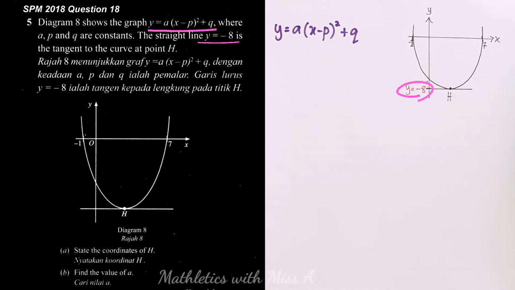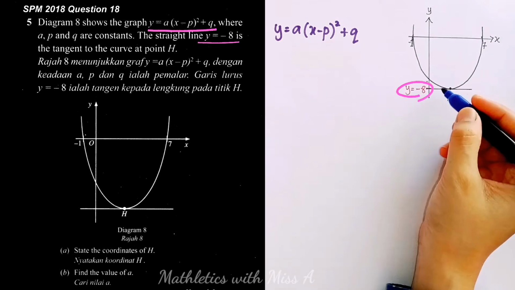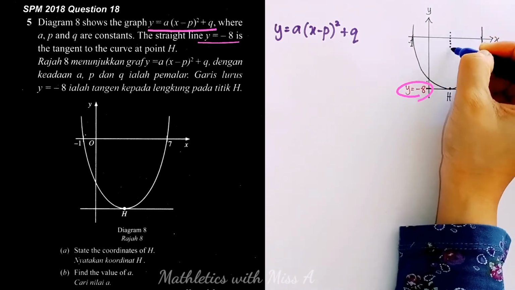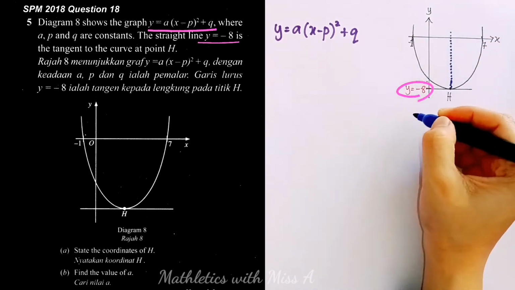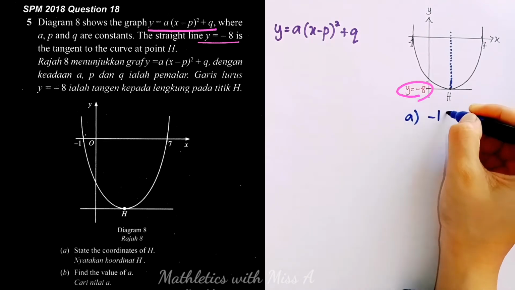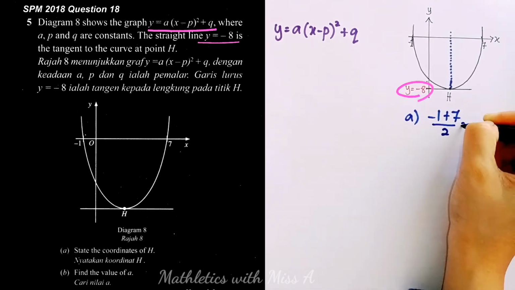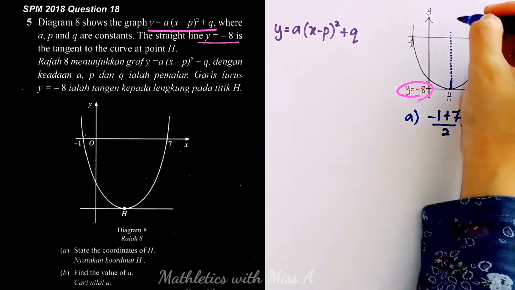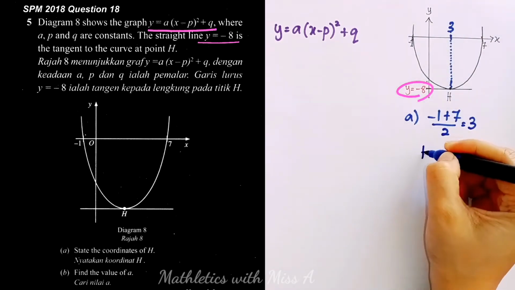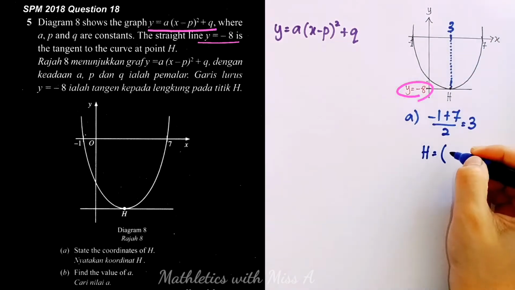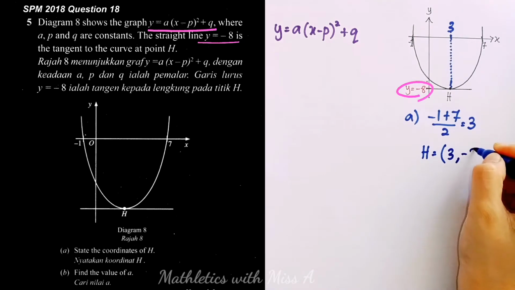The diagram shows the graph y = a(x - p)^2 + q and the tangent straight line y = -8. So the axis of symmetry is (-1 + 7)/2 = 3. So the coordinates of H are (3, -8).